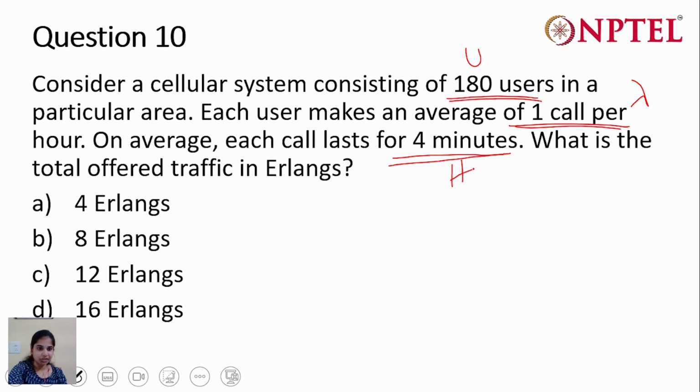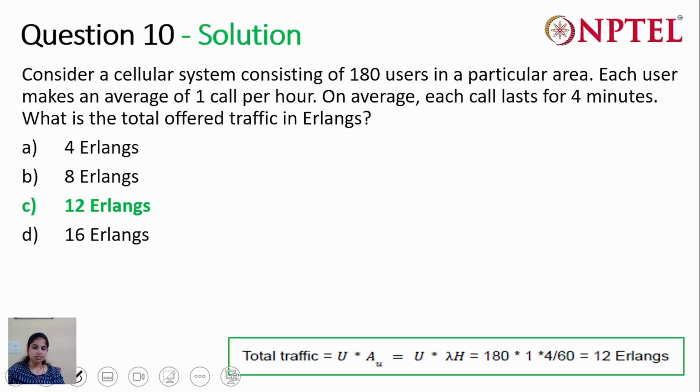Again, we'll have to check on the units. It's 1 call per hour and this is 4 minutes. 12 Erlangs. Yes. So it's U into lambda into H. That's going to give us 12. Can I move on to the next question? Yes, ma'am.